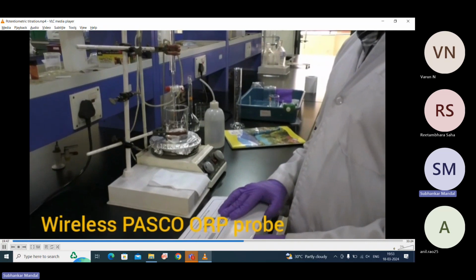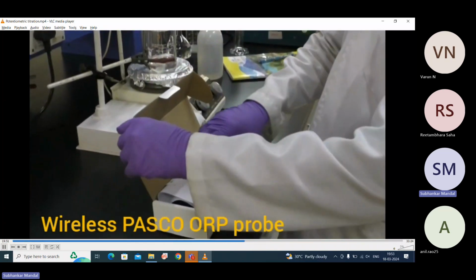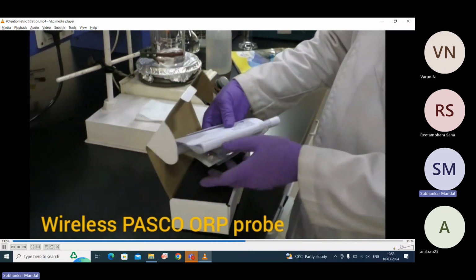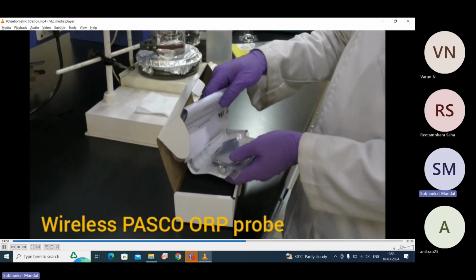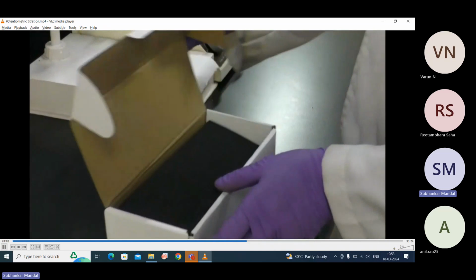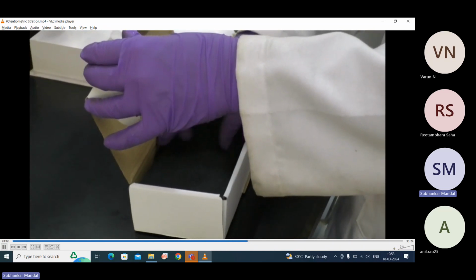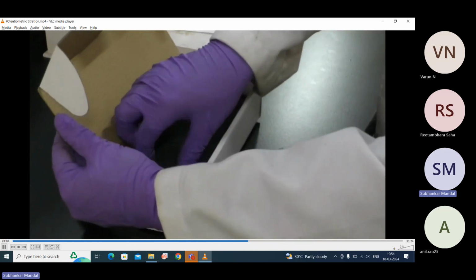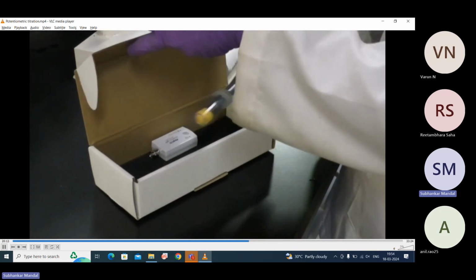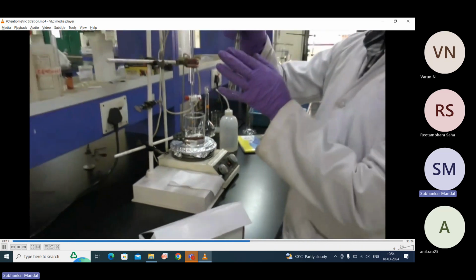Okay, so this is the Pasco ORP Pro wireless. It is wireless, meaning in a laptop we can install the software and it can be connected by Bluetooth. So there is no need for any wire connection to that probe. It is quite interesting, and this probe is quite cheap, around 15,000 or 16,000.